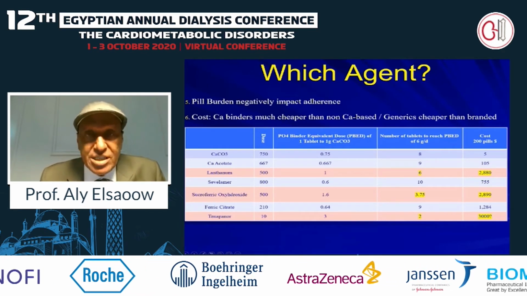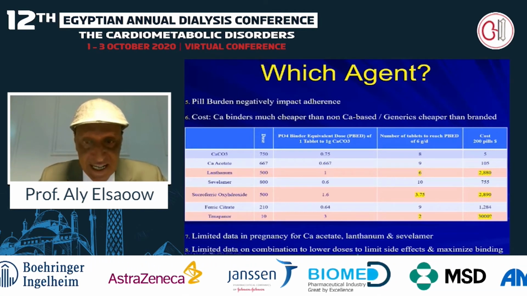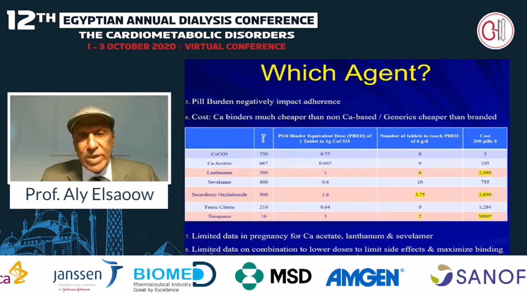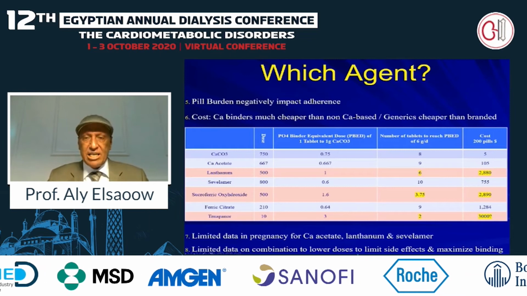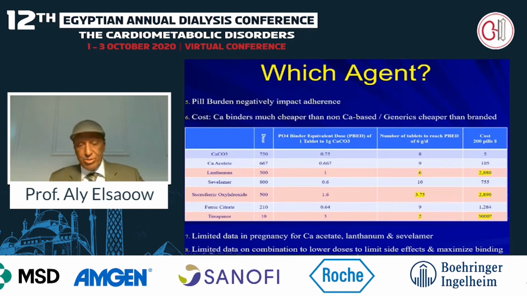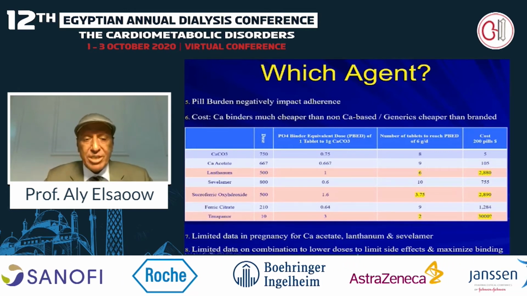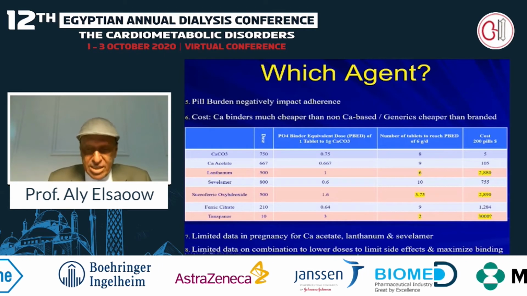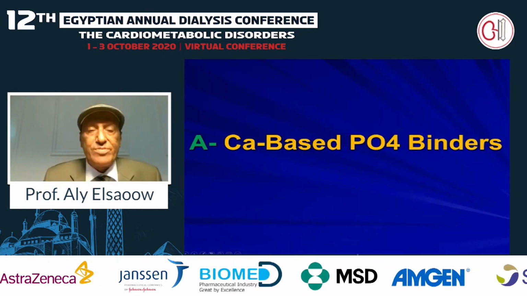Other issues in deciding: there is limited data in pregnancy for calcium acetate, lanthanum, and sevelamer. However, in pregnancy, we usually do more frequent dialysis, and that helps in controlling phosphate, probably reducing the need for binders. There's limited data on combinations to lower doses to limit side effects and maximize binding. Now, let's start with the calcium-based phosphorus binders.